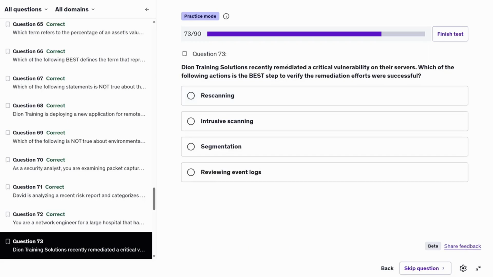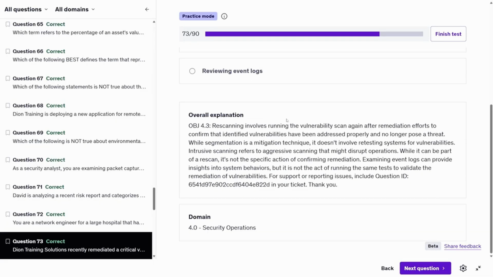Dion Training Solutions recently remediated a critical vulnerability on their servers. Which of the following actions is the best step to verify the remediation efforts were successful? And we can do this simply by rescanning. Rescanning involves running the vulnerability scan again after remediation efforts to confirm that the identified vulnerabilities have been addressed properly and no longer pose a threat.